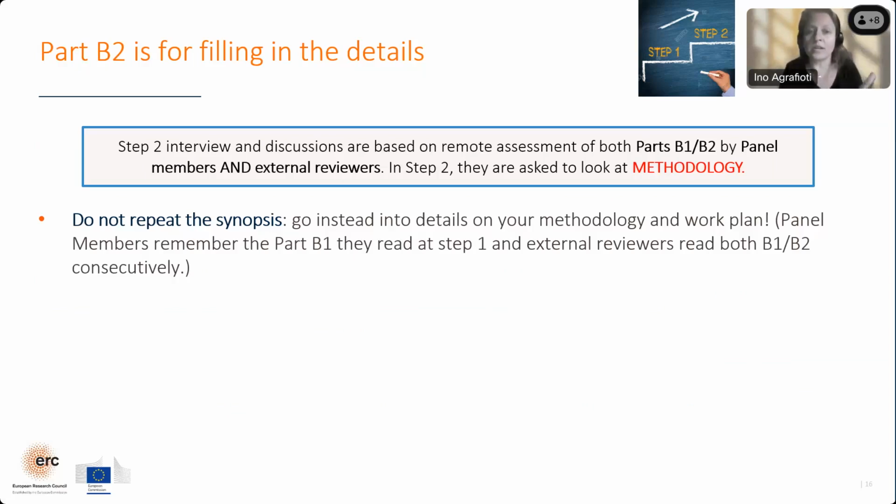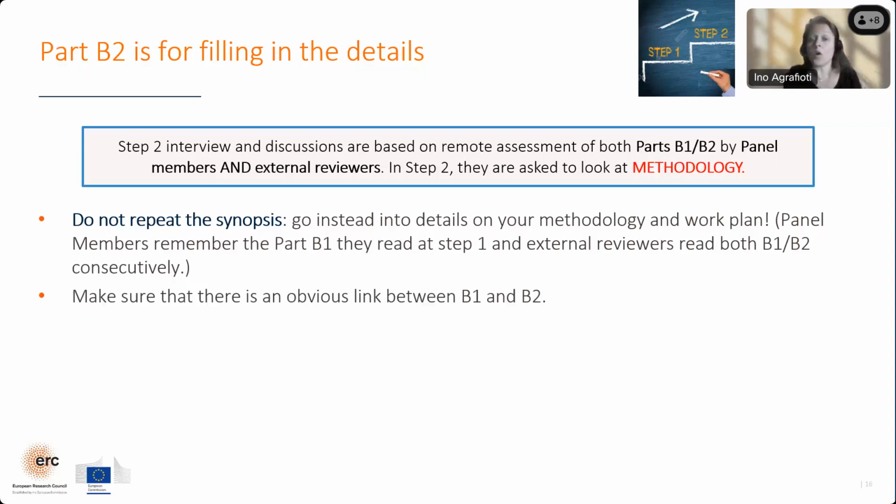So when they read part B2, they want something new to read. They don't want a repetition. And in the case of external reviewers, they are reading parts B1 and B2 consecutively. So try to do as little repetition as possible in part B2.